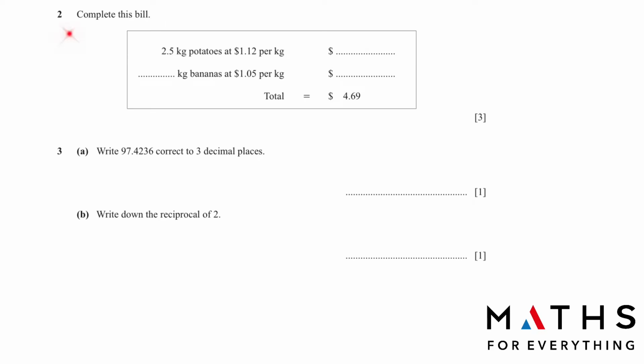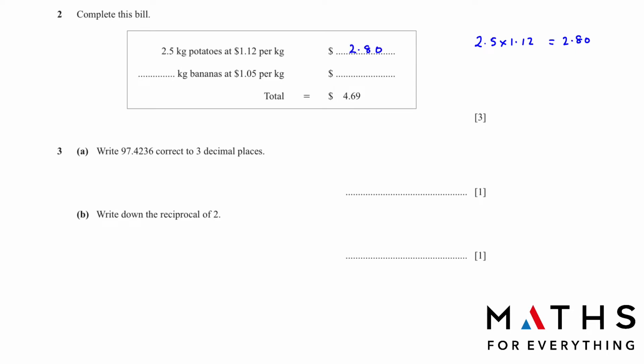Question number 2, we have to complete the bill. 2.5 kilograms of potatoes at 1.12 per kilogram. So for this, 2.5 multiplied by 1.12. We will get 2.8. As it is dollars, we'll write 2.80.